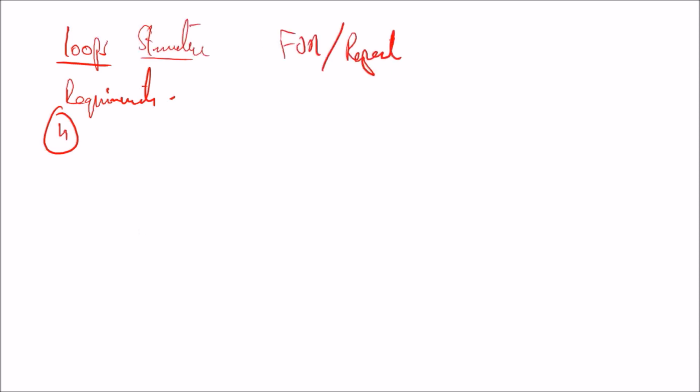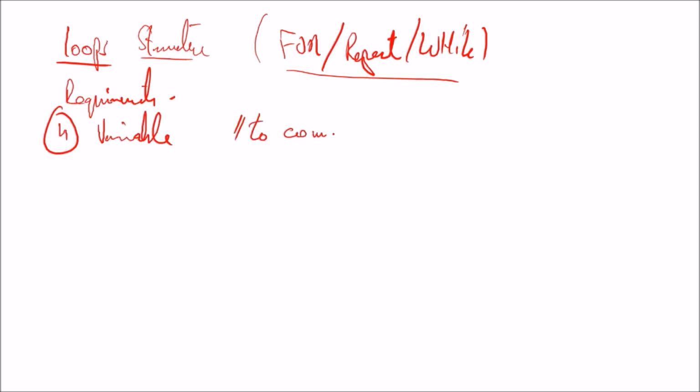The main requirements are four. There are four main requirements to work with the loop structure, whether it is a for, repeat, or while loop. Whatever loop you are using, the four requirements are mandatory. First one is a variable, to count how many repetitions are done. That's the first one. Second, an initial value.